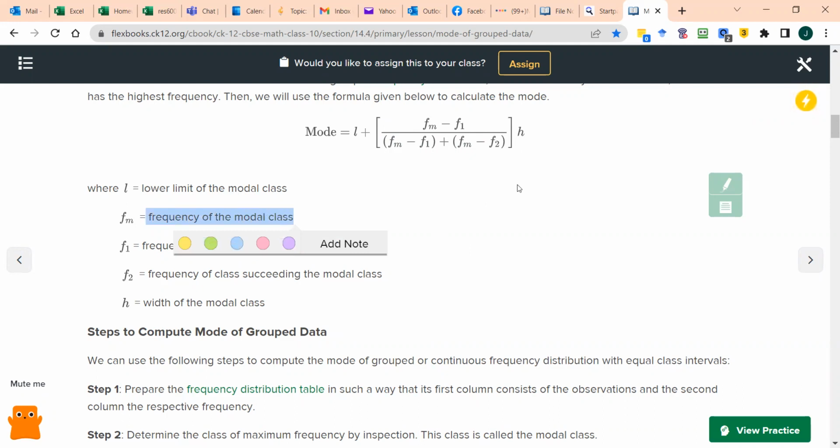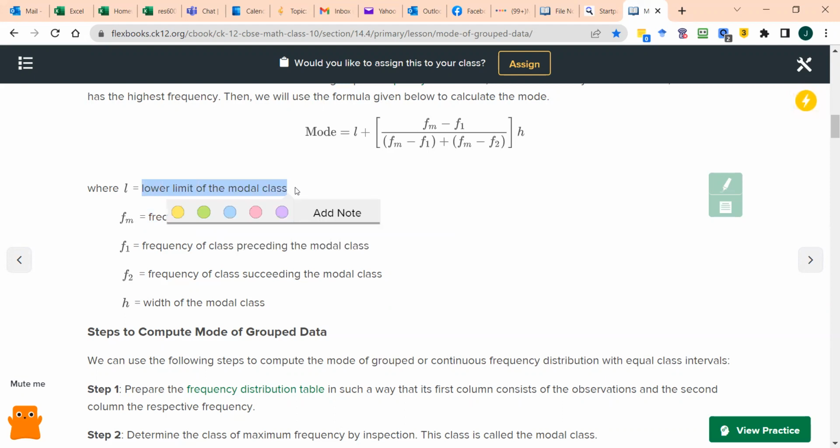So which grouped data am I using? Remember, I had categories of 0 to 2, 3 to 5, 6 to 8, 9 to 11, and 12 to 14. So the modal class, the one in the very middle, is going to be 6 to 8, right? So that's how I pick out my modal class. So the lower limit, L, the lower limit of the modal class, 6 to 8, the lower number is 6, right?